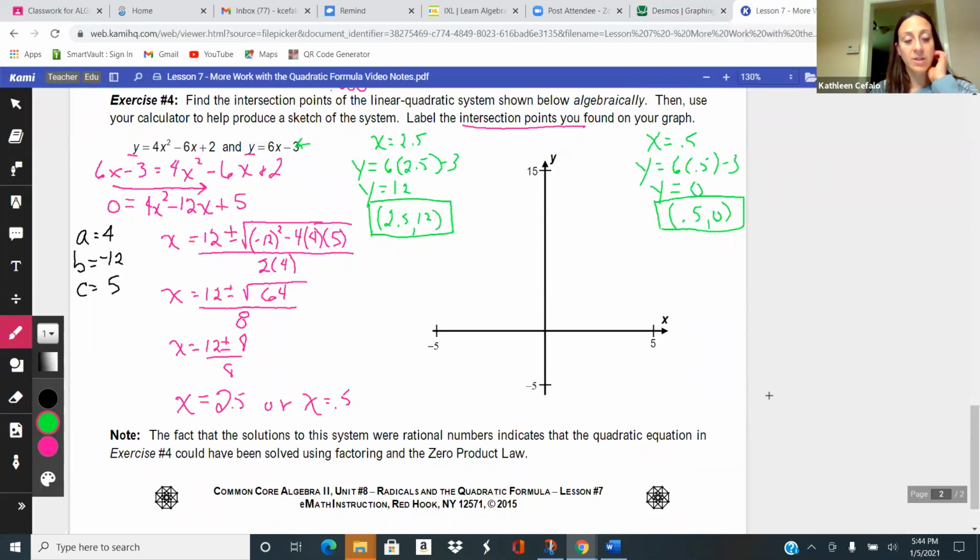Okay, and so on the bottom, it just says, note the fact that the solutions to the system were rational numbers indicates that the quadratic equation in 4 could have been solved using factoring and the zero product law. So because they were nice factors, they were nice rational numbers, this 2.5 is a rational number and the 0.5 is a rational number, you could have factored. Did you have to? Nope, quadratic formula will always work.